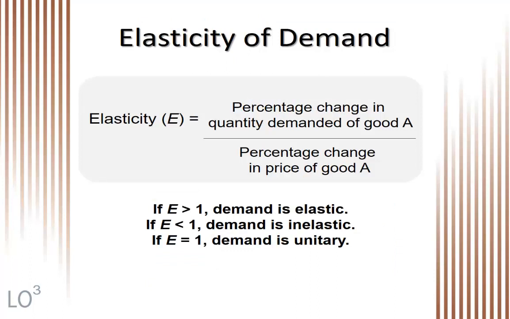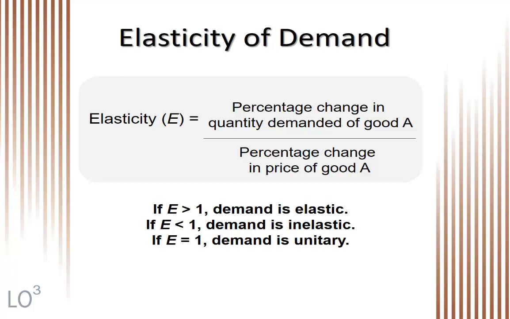Elasticity of demand can be calculated like this. The percentage change in quantity demanded of good A is divided by the percentage change in price of good A. If elasticity is more than 1, the demand is elastic, and if the elasticity is less than 1, demand is inelastic. And if it is 1, demand is unitary.